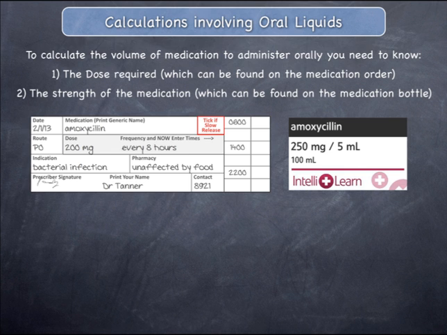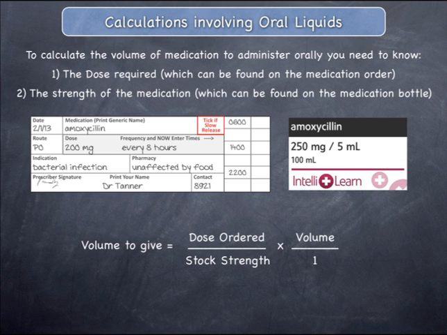Once you have this information, you can calculate the volume to administer, which is equal to the dose that has been ordered divided by the stock strength multiplied by the volume over 1. Let's now replace each of these quantities with their actual values by reading the medication order and the strength of the medication. The dose that has been ordered can be read directly from the medication order from the box called dose. The dose box specifies how much active medication the patient must be given in each dose.